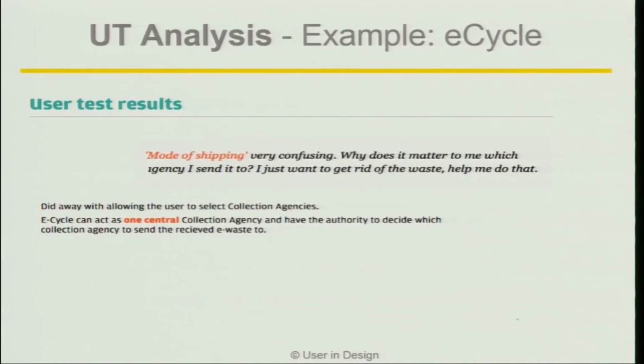So, this is from a later report that said mode of shipping was very confusing. I just want to get rid of the waste. Help me do that. So, what did they do? They did away with allowing the user to select collection agencies, and eCycle can act as one central collection agency, instead of the user picking which collection agency they would get.